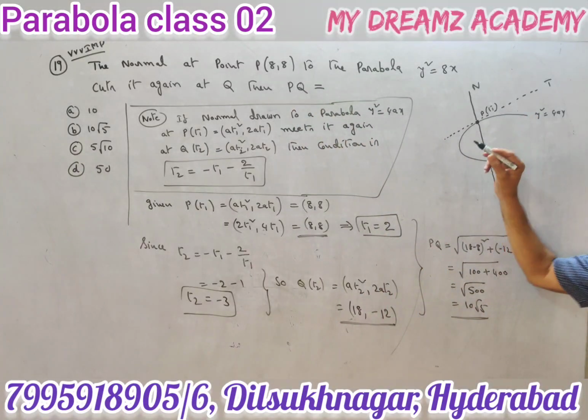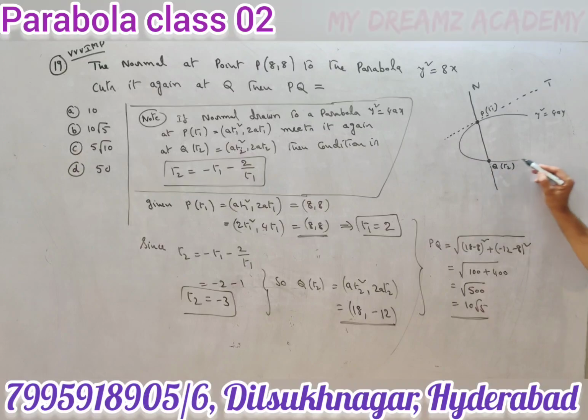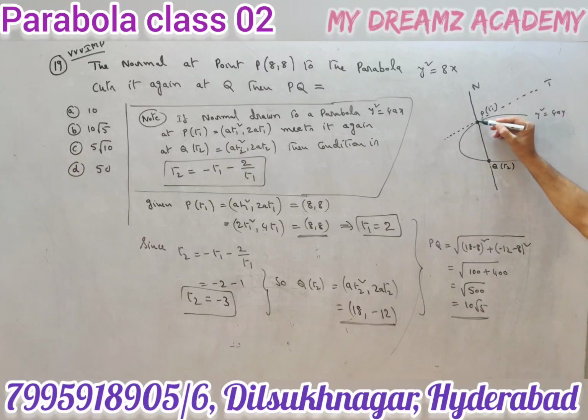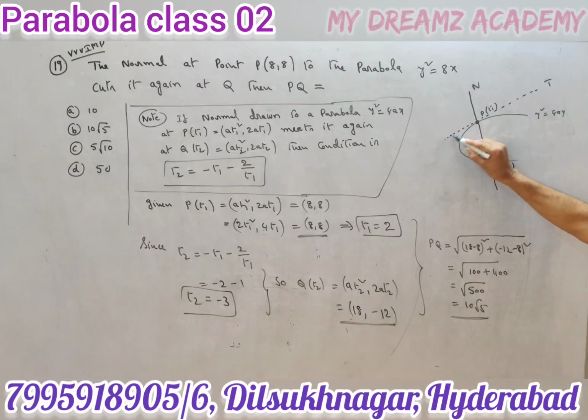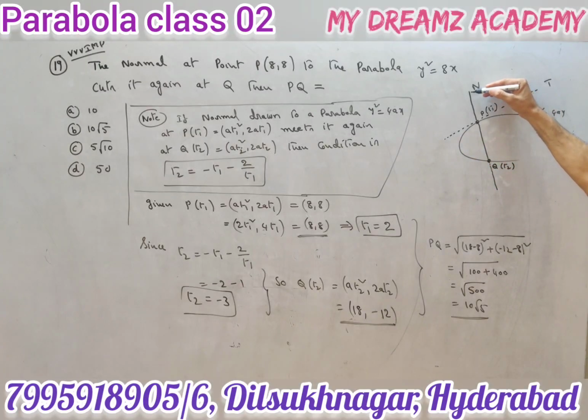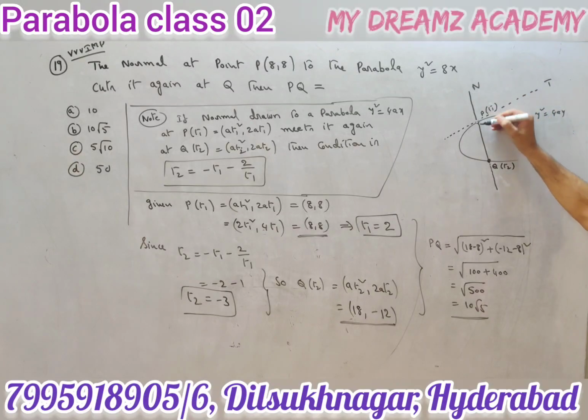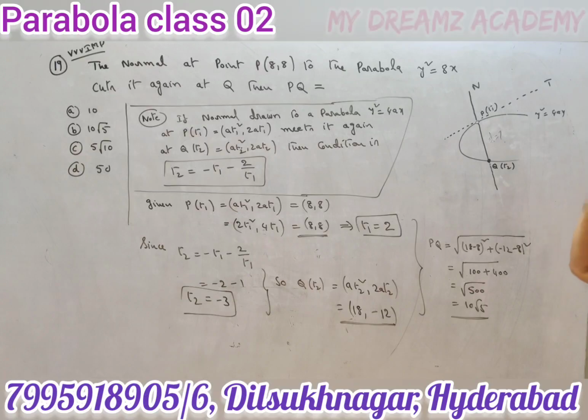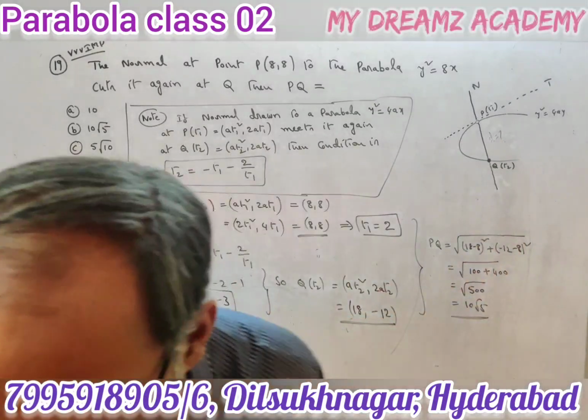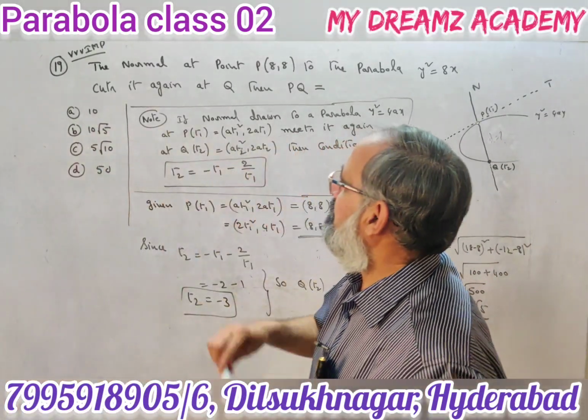You observe from the diagram. y square equal to 4ax is a parabola curve. P is a point at t1. If I take P(t1), I draw a tangent, and a normal, which is perpendicular to the tangent. The normal drawn at P(t1) cuts the curve again at Q(t2). Then what is the distance between these two? So the question starts like this.